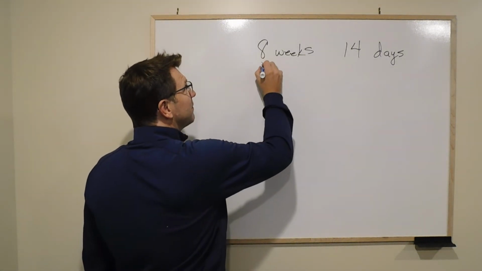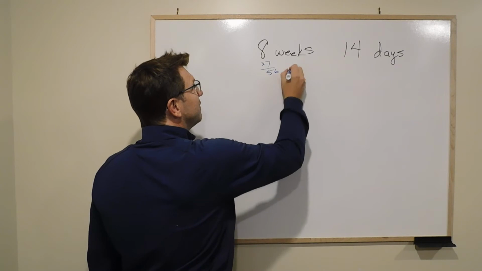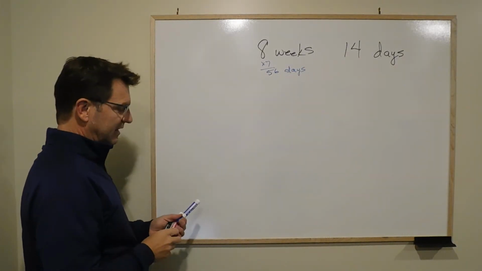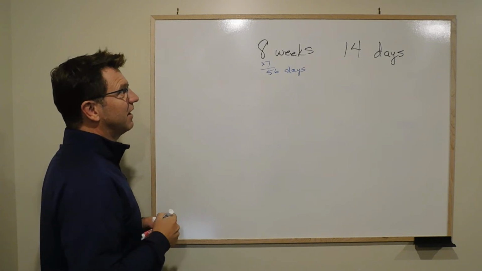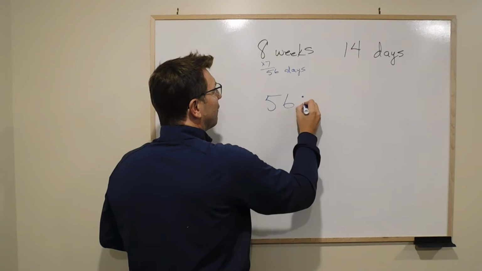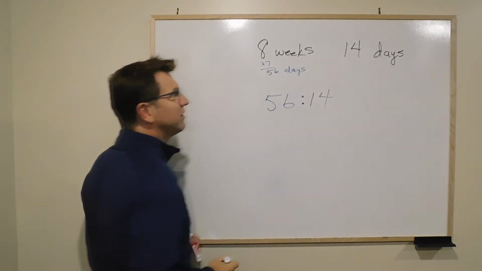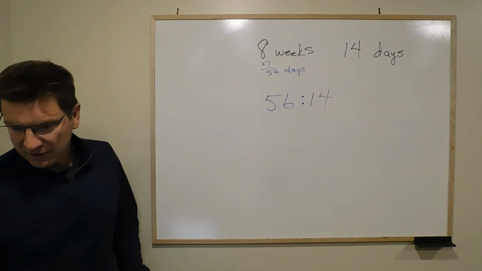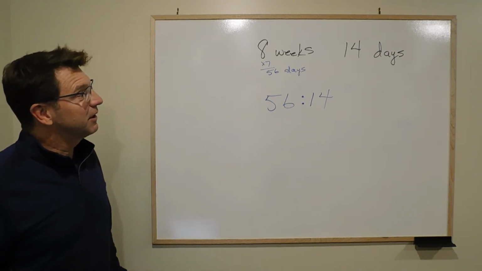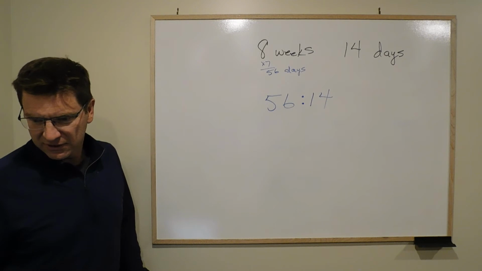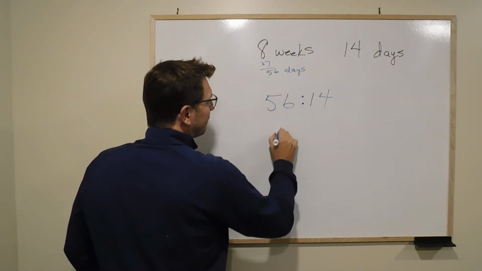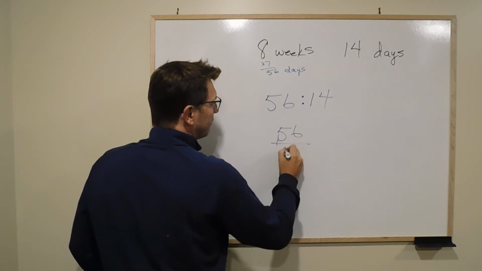Because 8 times 7, that's 56 days. So that works very nicely. And I could say my ratio is 56 to 14. Then, where do we go from here? We want to write it as a fraction, it looks like. 56 over 14.